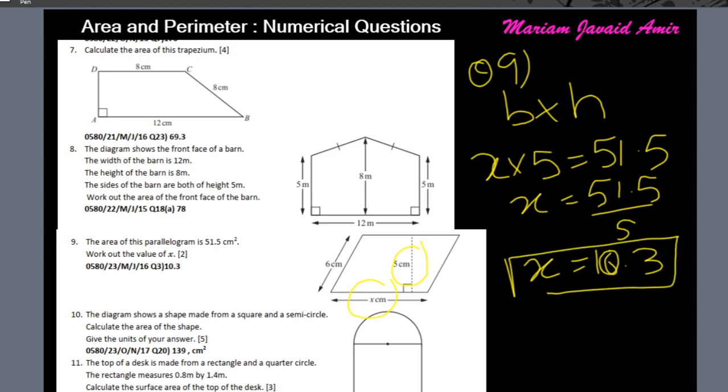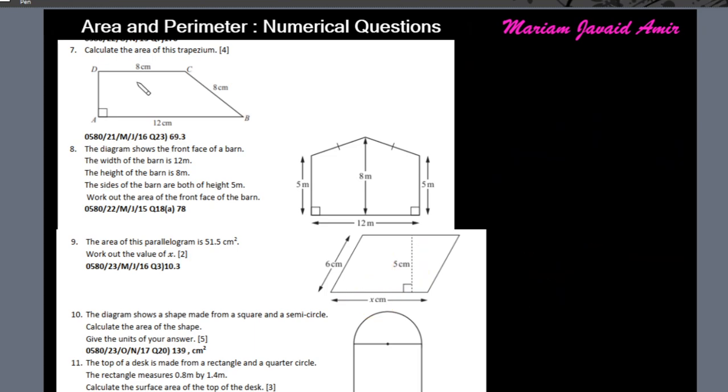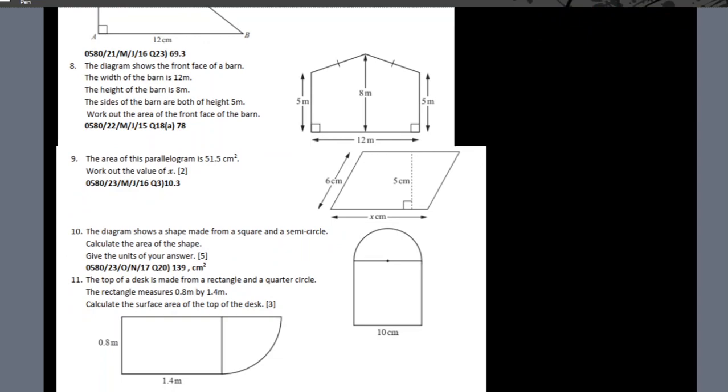Okay. Question 10. Question 10 says, the diagram shows a shape made from a square and a semicircle. Calculate the area of the shape, give the units for your answer. So this is a square, so this is 10 and this would be 10 as well. And since this is 10, that means the diameter is 10. So that would make the radius 5.